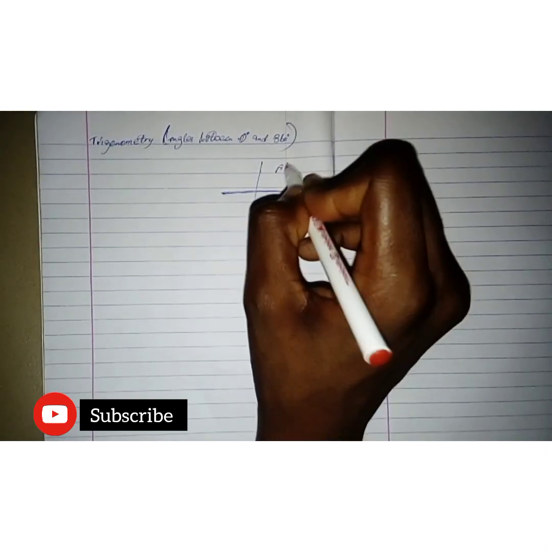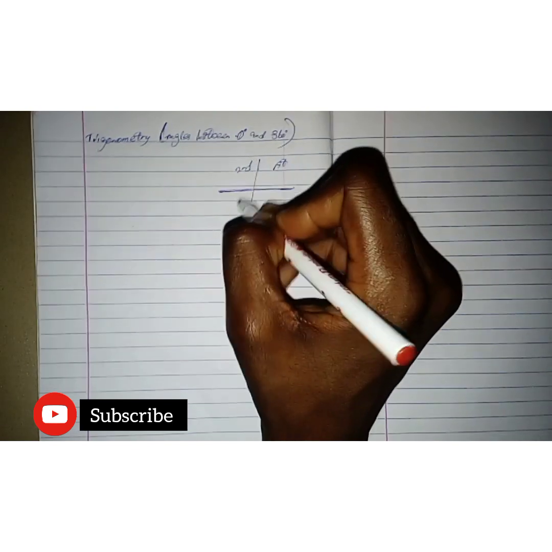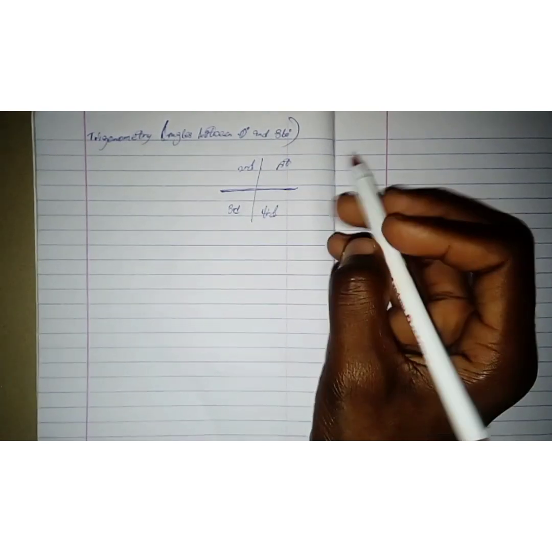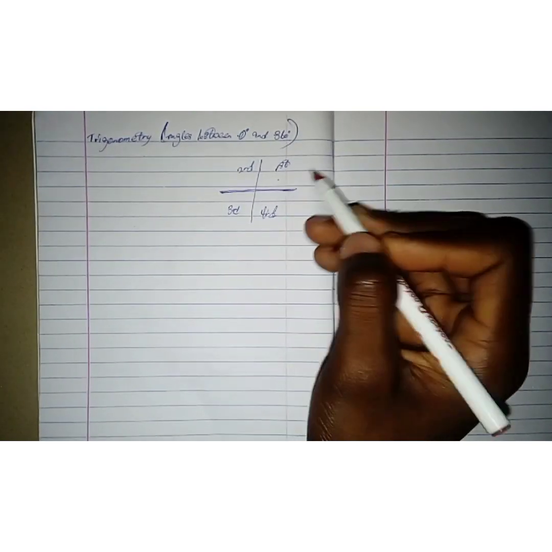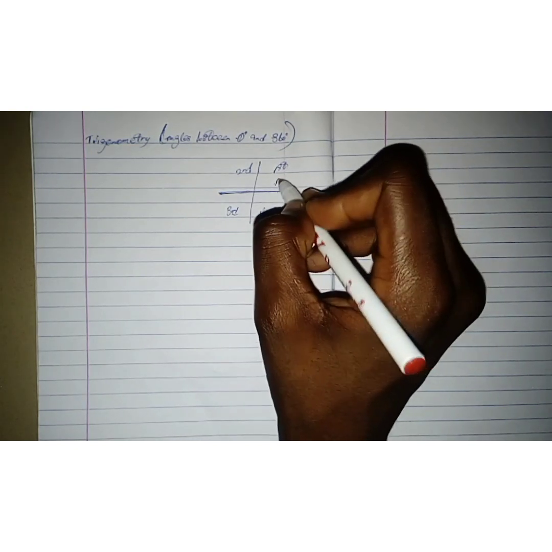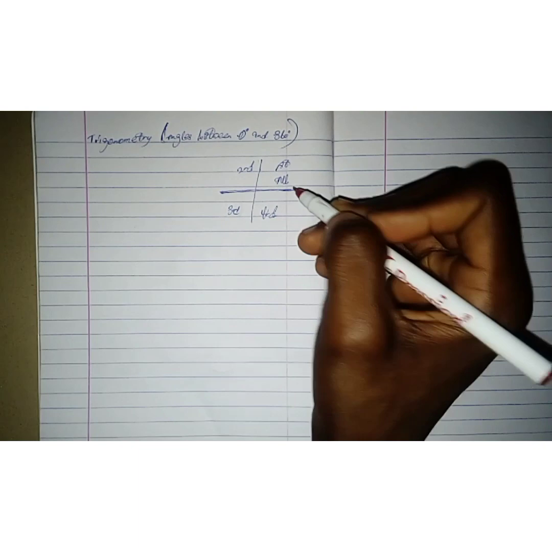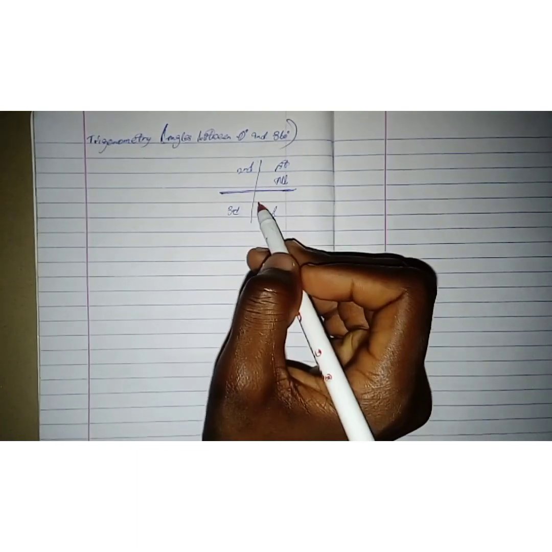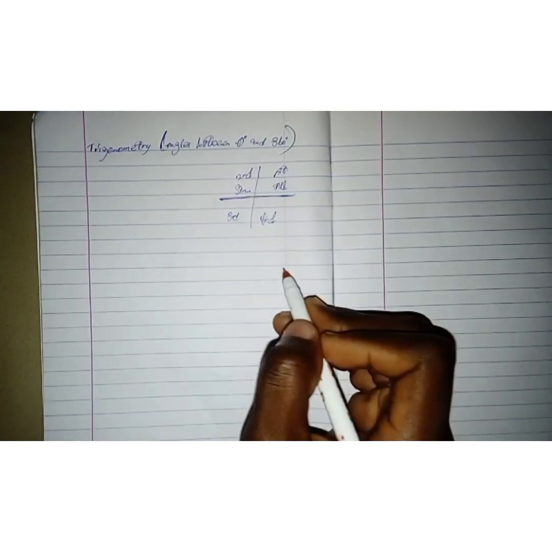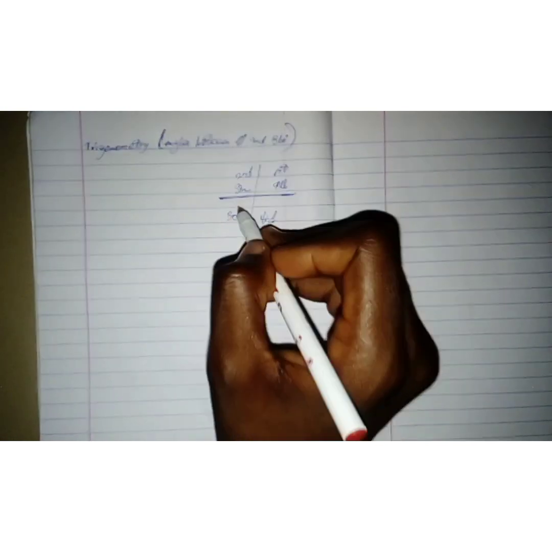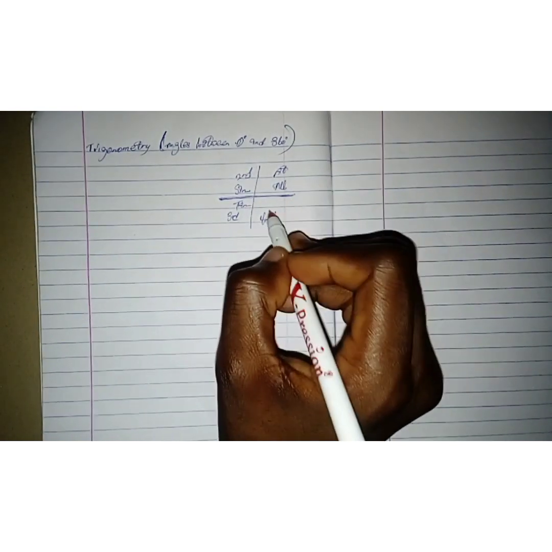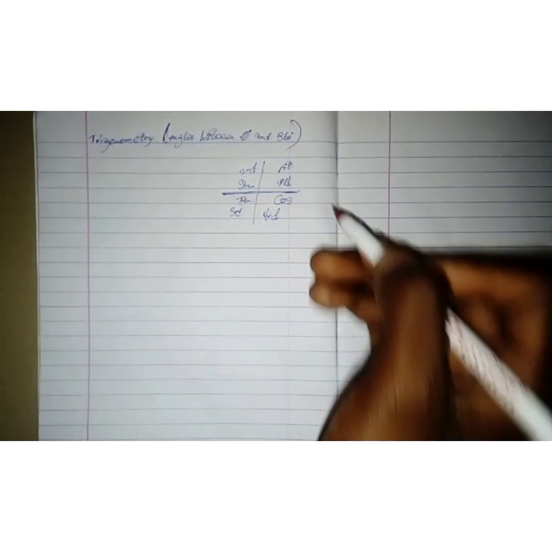This is the first, this is the second, and this is the third quadrant. This is the fourth. In the first quadrant, all are positive. Cosine, tangent, and sine are all positive, and we call this odd. In the second quadrant, only sine is positive, and I will say sine. In the third quadrant, only tangent is positive, and I will say tan. And in the fourth quadrant, only cosine, which is just cos.